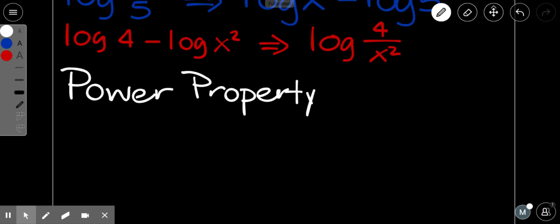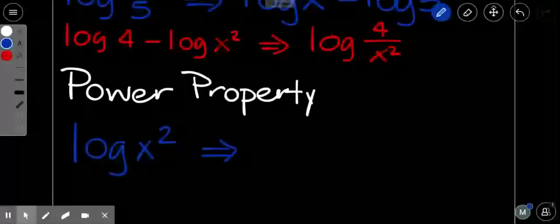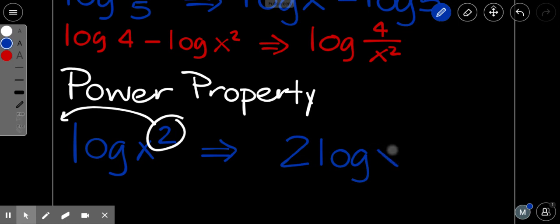Now, power property is talking about something being raised to a power. So if we have the log of x to the second power, where the 2 is the power, this can be expanded, or you can say simplified even, by taking that 2, and that 2 is going to jump to the front, just like a little frog. And so we'd have 2 times the log of x.